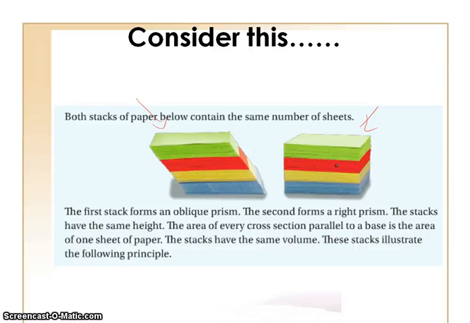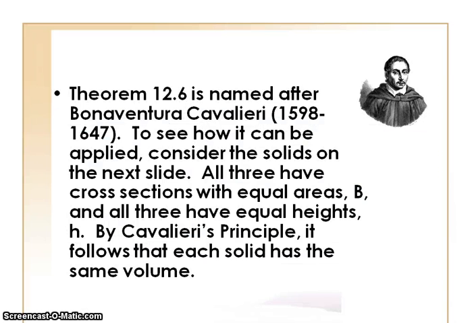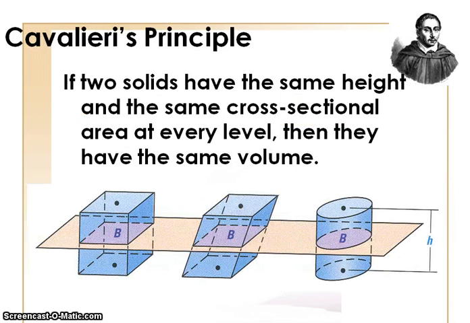And what this illustrates is an important principle. That's the Cavalieri principle. This guy's Cavalieri. He was born in 1598, died in 1647. And what he basically said is, if 2 solids have the same height and the same cross-sectional area at every level, then they have the same volume. So even with these being different shapes, as long as this area is equal to this area, which is equal to this area, and their heights are all the same, then these 3 would have the same volume. And that's Cavalieri's principle.